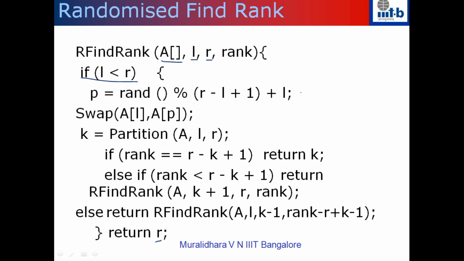Otherwise, we're going to pick a random pivot. So we're going to pick a location from between L and R, which we call P. Then we swap the first two elements. Then we call the partition function.